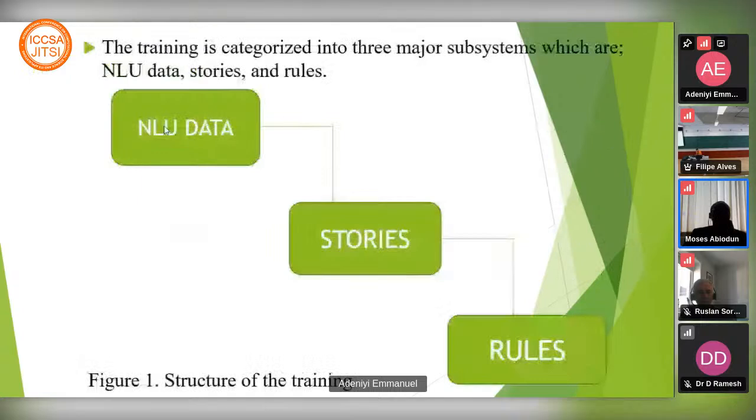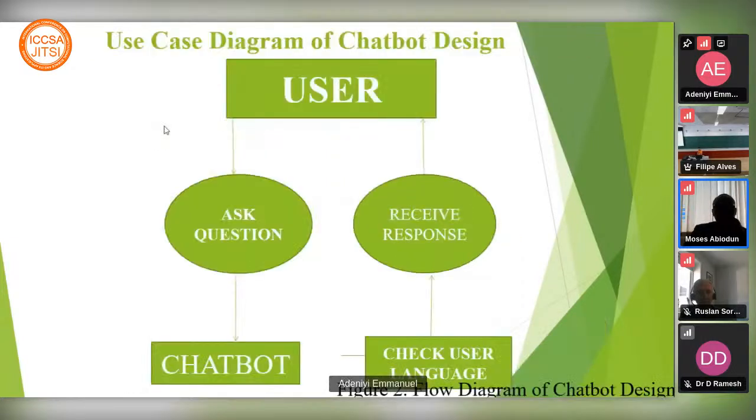Next slide. Now, the training is categorized into three major subsystems: the natural language that we mentioned before, then the stories, and then the rules. That's the structure of the training. All these are used for the use case diagram of the chatbot system, which is to ask questions and then give a response.